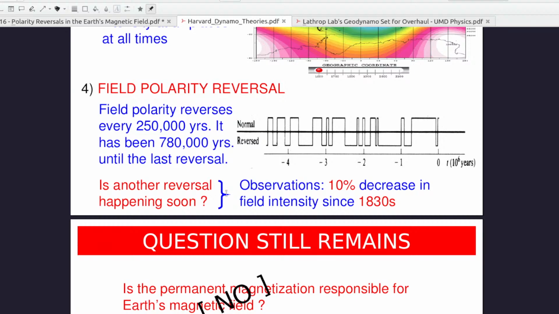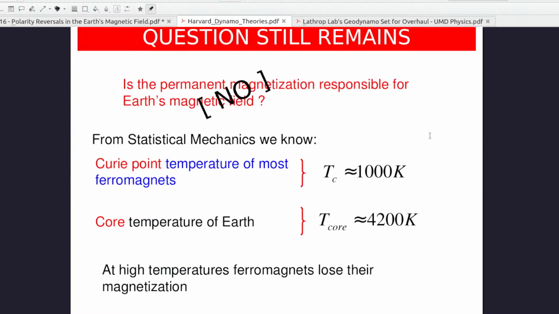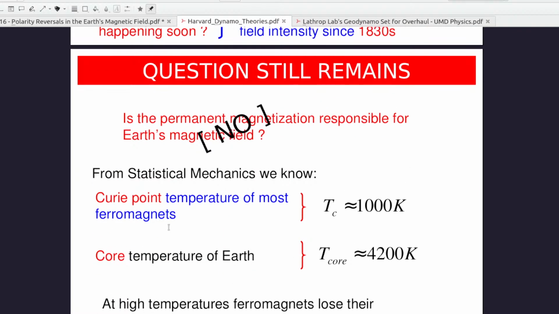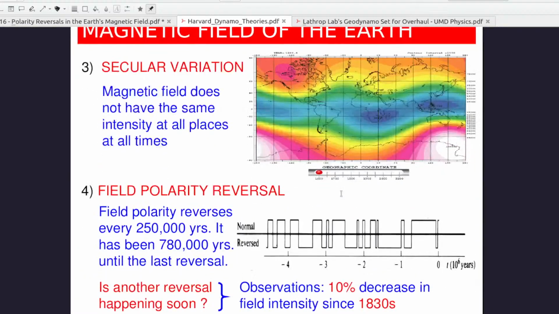Is another reversal happening soon? Who worked on that? Hold on. So there you go. And then here's the old Curie point, from statistical mechanics. Wait a minute. So they're behind schedule on reversals? Essentially by like 300% or something? They're over 200% behind. It's like no one's played a reverse card in a long time, so they're trying to figure it out. 120% behind, something like that.